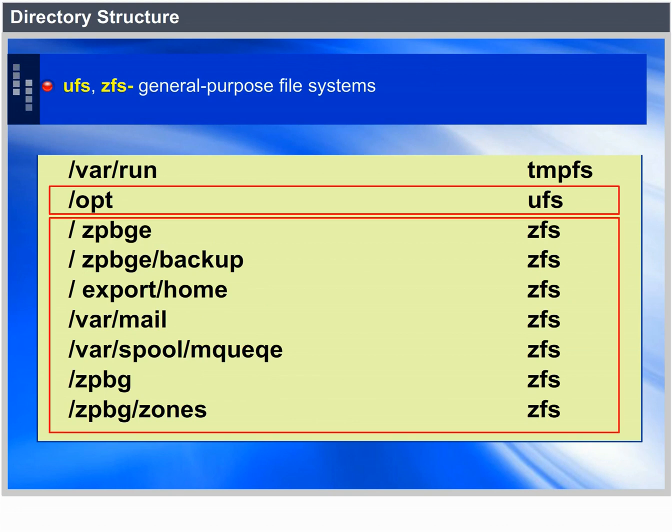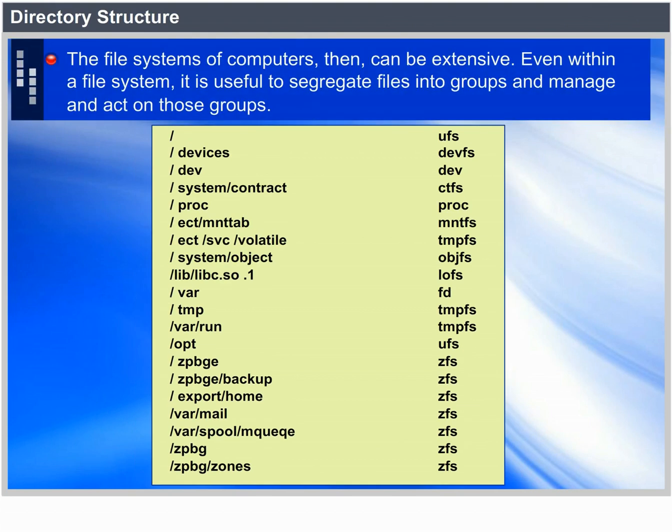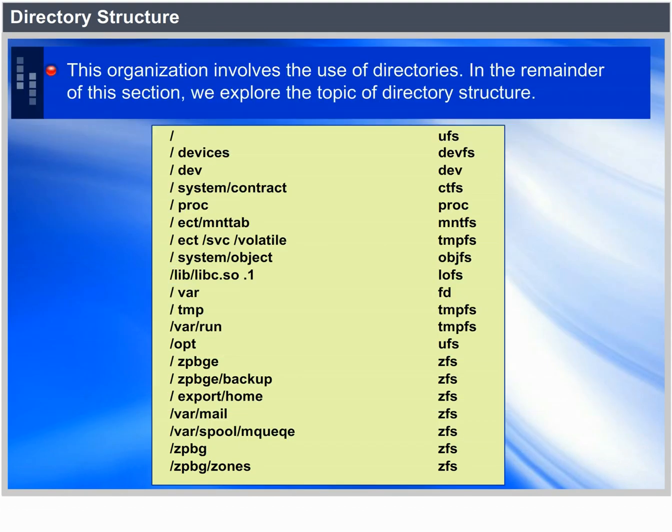The file systems of computers, then, can be extensive. Even within a file system, it is useful to segregate files into groups and manage and act on those groups. This organization involves the use of directories. In the remainder of this section, we explore the topic of directory structure.